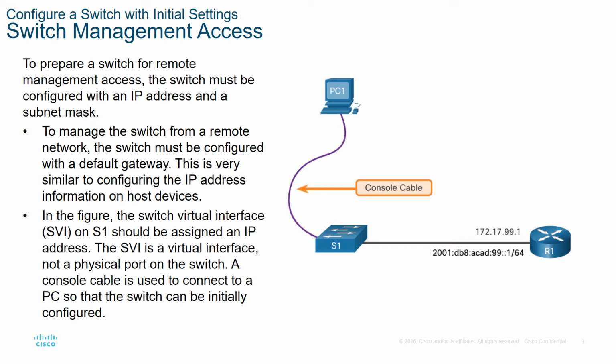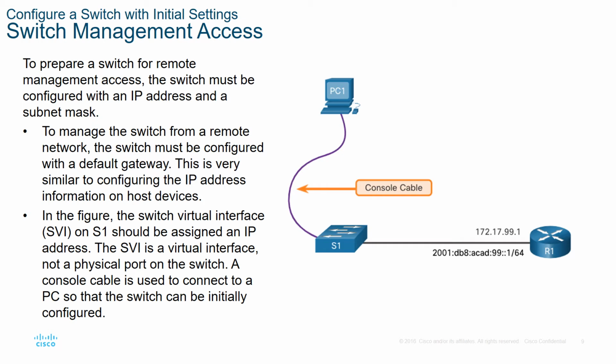For example, if you want to manage the switch from the same network, then you need only the IP address and subnet mask. If you want to manage the switch from a remote network, then the switch must be configured with the default gateway address apart from the IP address and subnet mask. So the IP address and subnet mask should be configured for the SVI, switched virtual interface, on the switch.